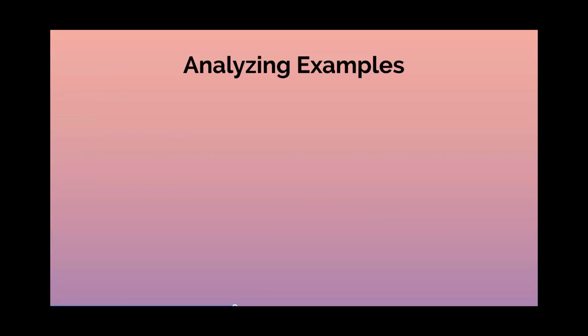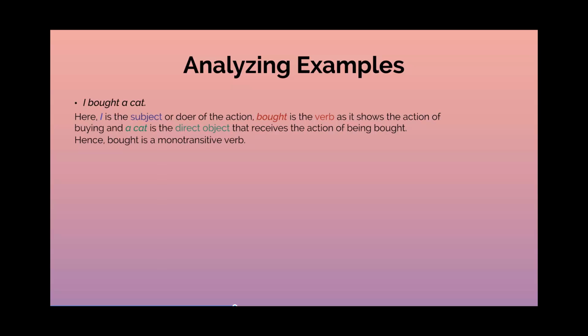Here are a few more examples to understand better what monotransitive verbs are. First example, I bought a cat. Here, I is the subject or the doer of the action, bought is the verb as it shows the action of buying, and a cat, which is a noun phrase, is the direct object. Therefore, bought is a monotransitive verb.